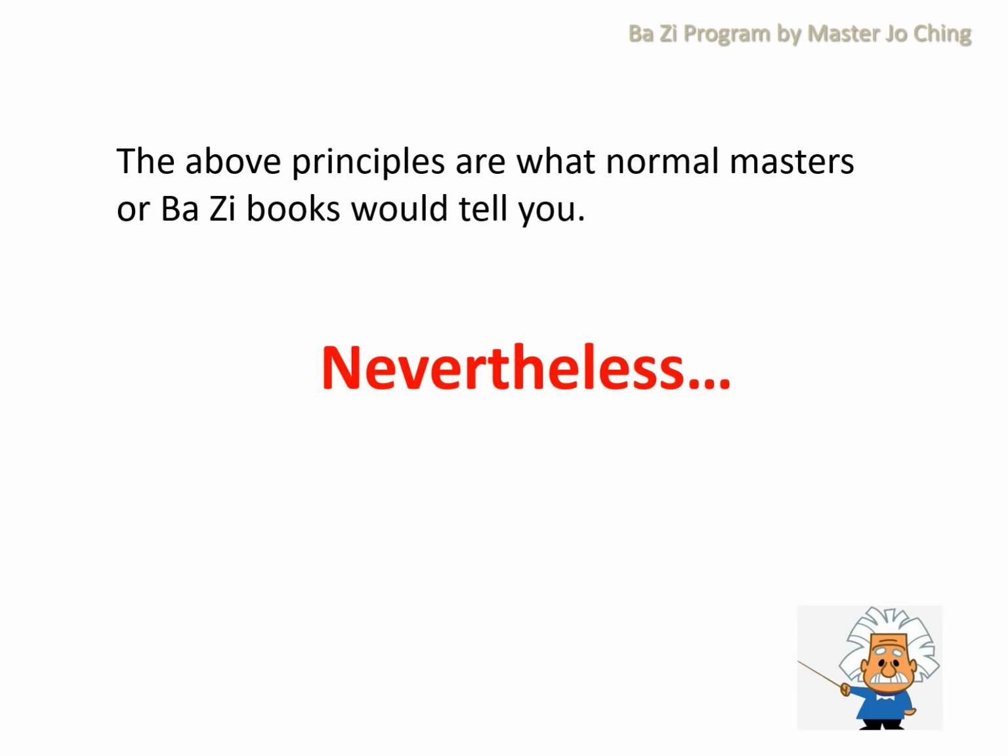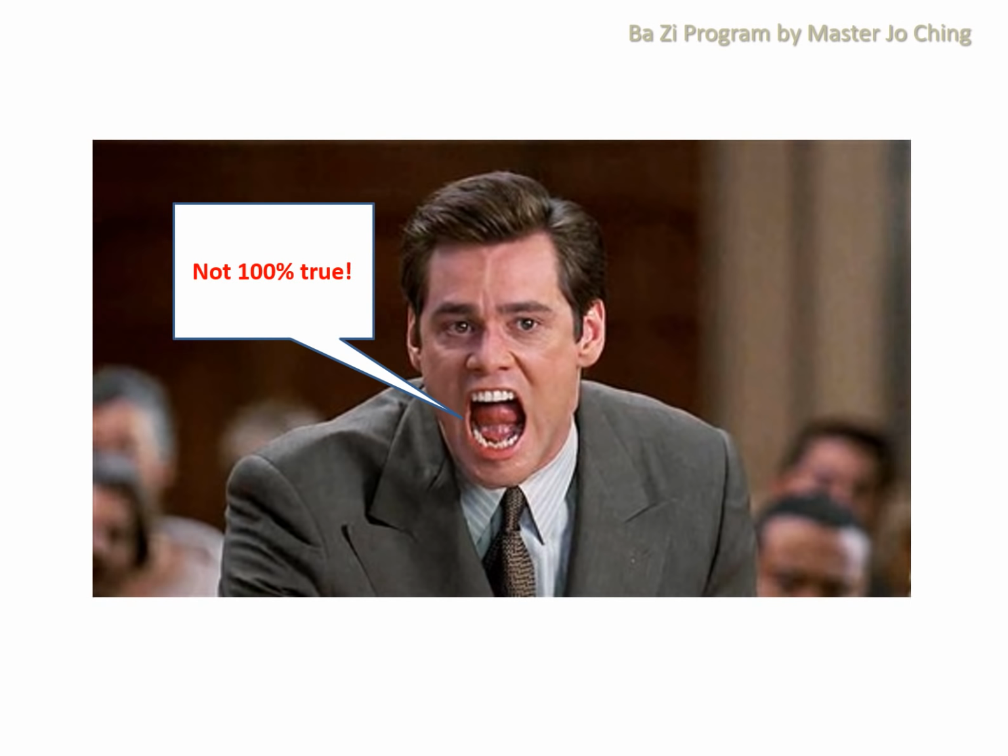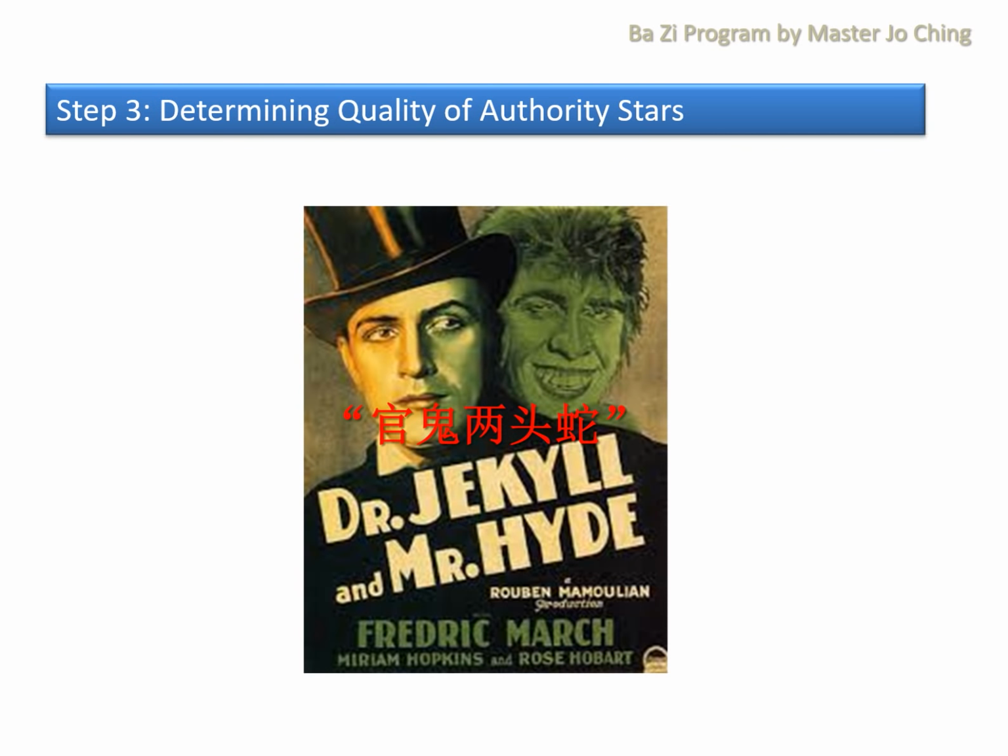So you see, what I have told you just now on the above principles are what normal masters or 八字 books would tell you. Nevertheless, I'll tell you the exception. Not 100% true though. So, step 3. After, let's recap. We look at the strength of day master. We look at what is your favorable, unfavorable element. You list them out nicely.